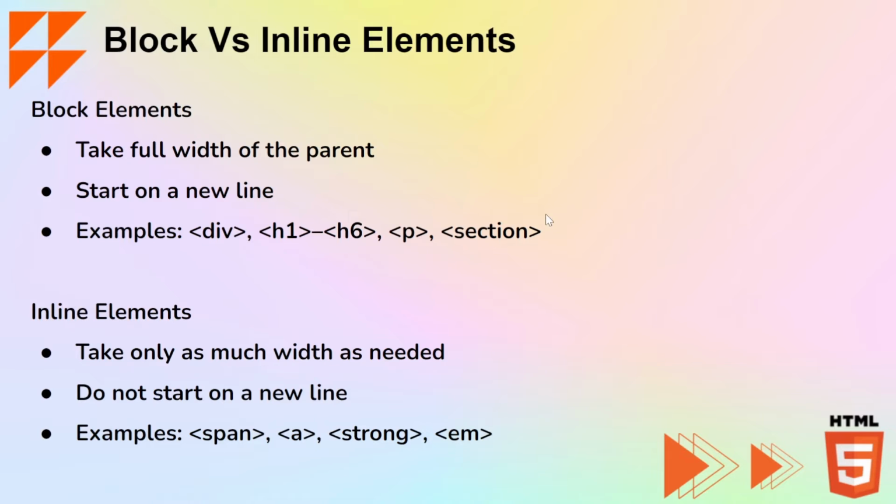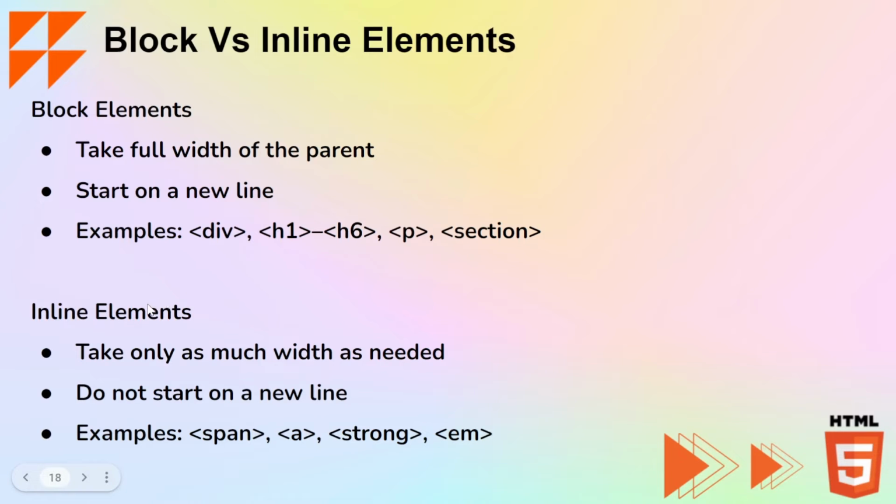Now let's move on to the next topic, which is block versus inline elements. So let's understand what block elements are first. A few of the elements that we have will take the full width of your parent and will always start on a new line. Examples of such elements are your div, h1 to h6 tags, your paragraph tag and your section tag. Okay, now if you write a paragraph inside a paragraph, you will notice that the paragraph will always start on the next line. Okay, same goes with h1 to h6, divs and sections.